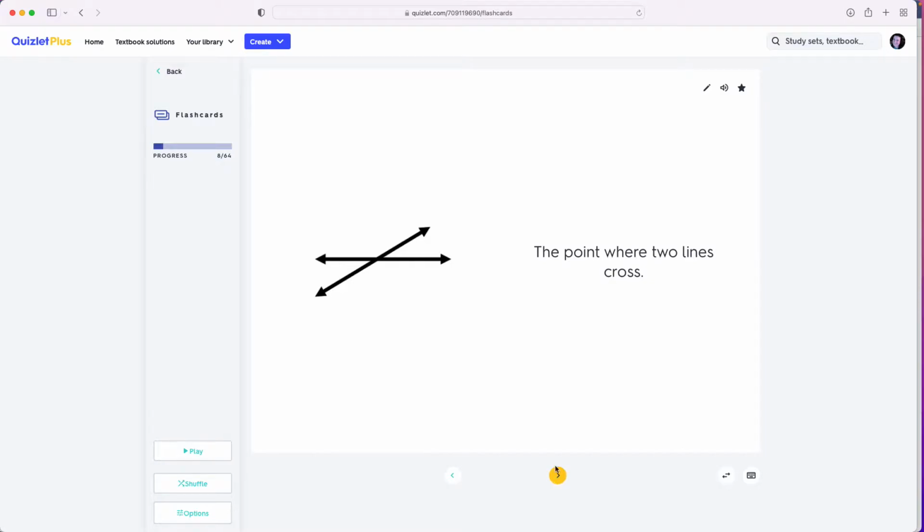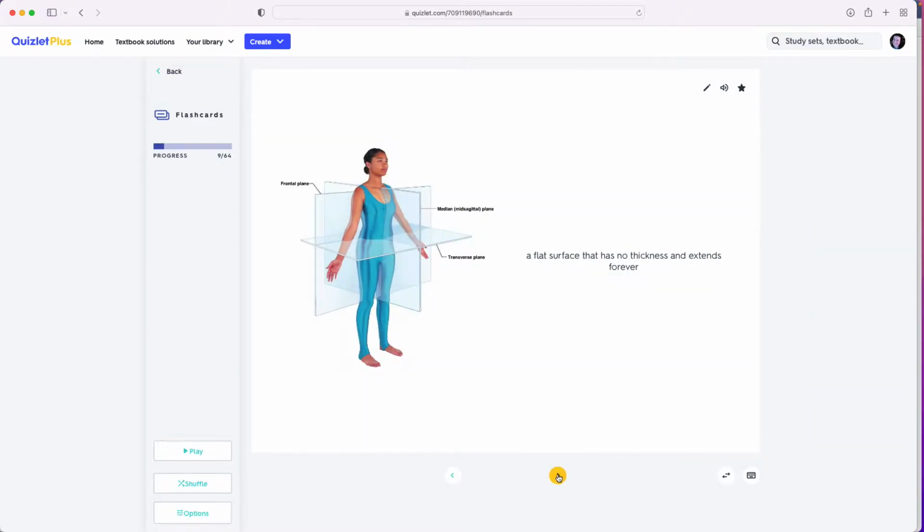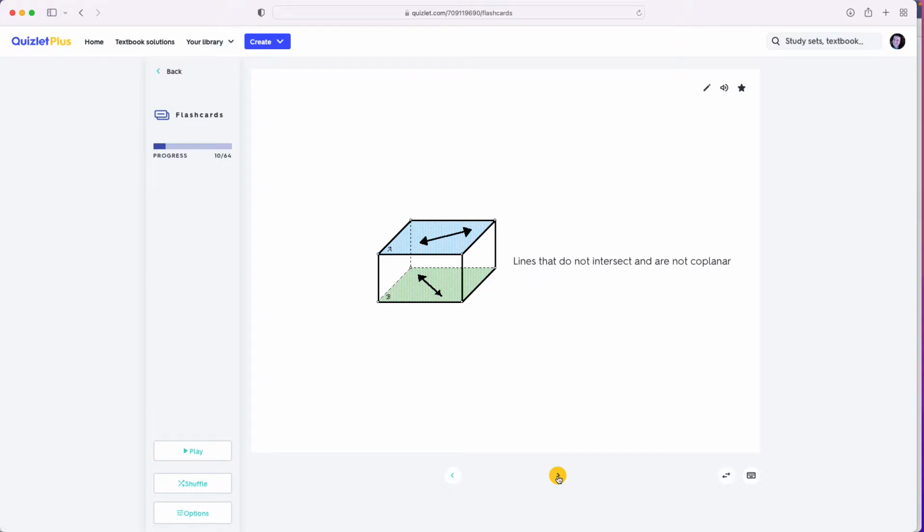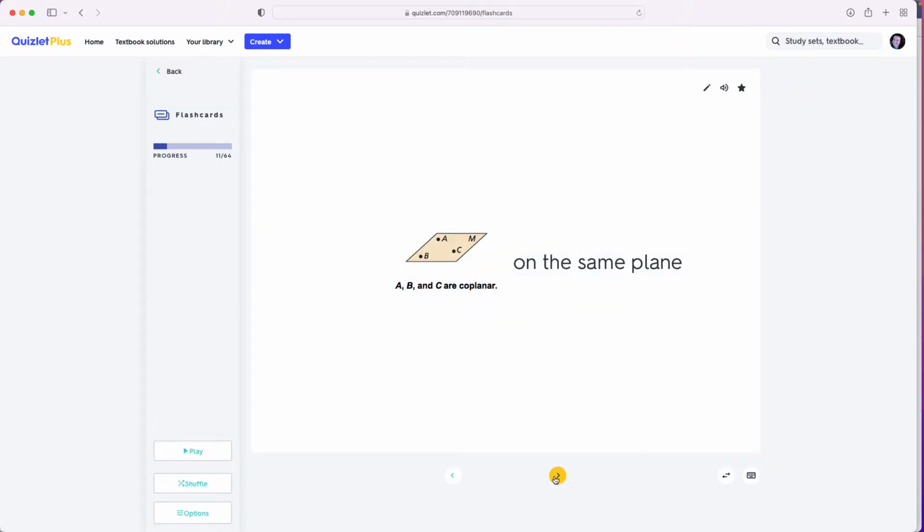The point where two lines cross is the point of intersection, and a flat surface that has no thickness and extends forever is a plane. And you can see that a plane is just a slice of reality. Here you have the transverse plane, the median plane, and the frontal plane. Lines that do not intersect and are not coplanar are called skew lines. Any points or lines that are on the same plane are coplanar.